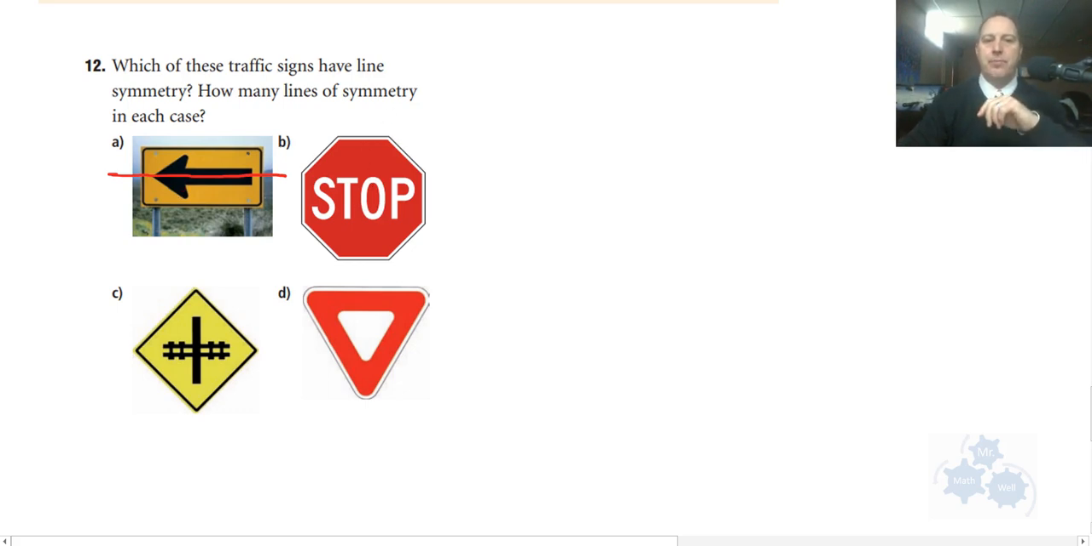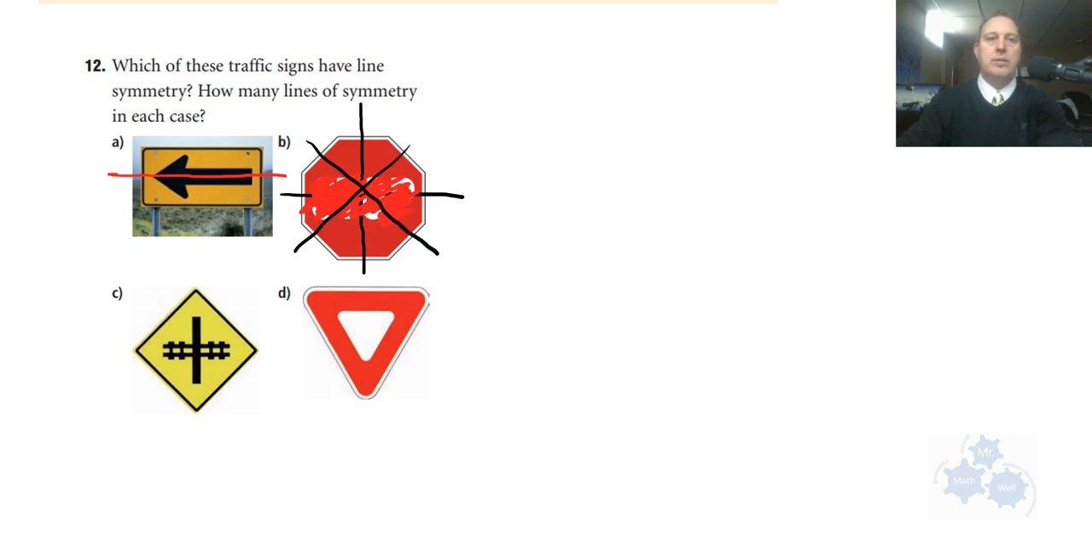The stop sign: if we include the letters, there's no lines of symmetry because the letters wouldn't map onto each other in any way. But if we ignore the stop part and just look at the shape, I guess you would have line symmetry here, and you would have line symmetry here. Are you getting me? And here, and here.